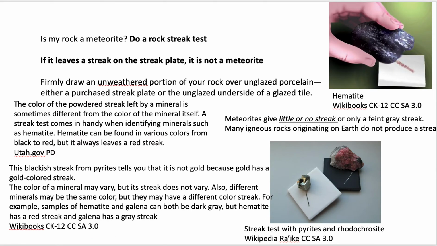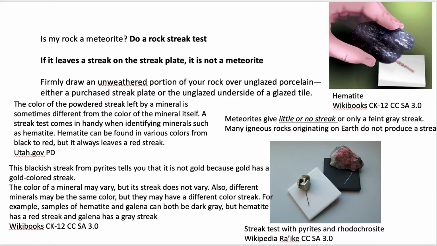And then do a streak test. You're just pressing the rock and drawing it across an unglazed porcelain fragment. It can be the underside of a glazed tile. Some rocks give different colour streaks to the actual colour of the rock, and it says that meteorites don't leave streaks.